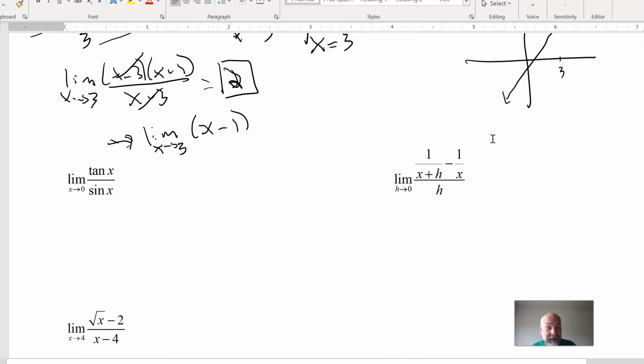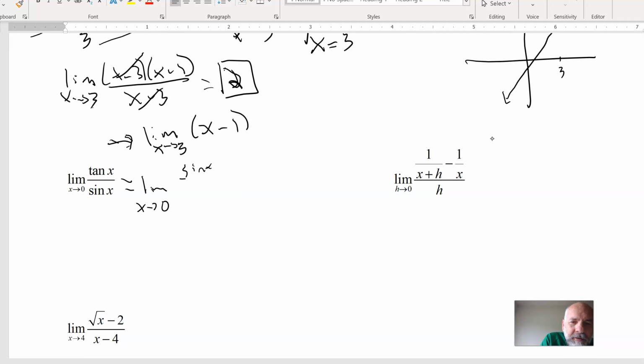Here's the next one. Limit x approaches 0, tangent x over sine x. What's going on there? Well, if you simplify this one, and this is where those trig identities come in that I asked you to review, sine x over cosine x over sine x over 1. You should be really comfortable with doing fraction algebra like this, where you have fractions over fractions.